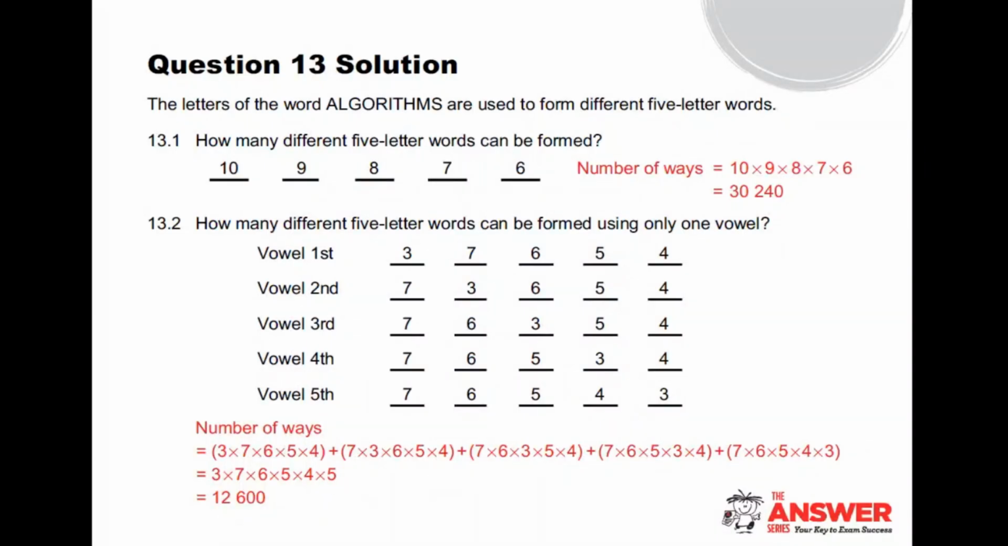Once you realize that, you don't need to write this all out, which takes a while. But if your learners are not sure, or if you are not sure, write it out. You can see exactly what's happening. Why is it 3 times 7 times 6 times 5 times 4 times 5? It's times 5 because the vowel could be first or second or third or fourth or fifth. And I get my answer.